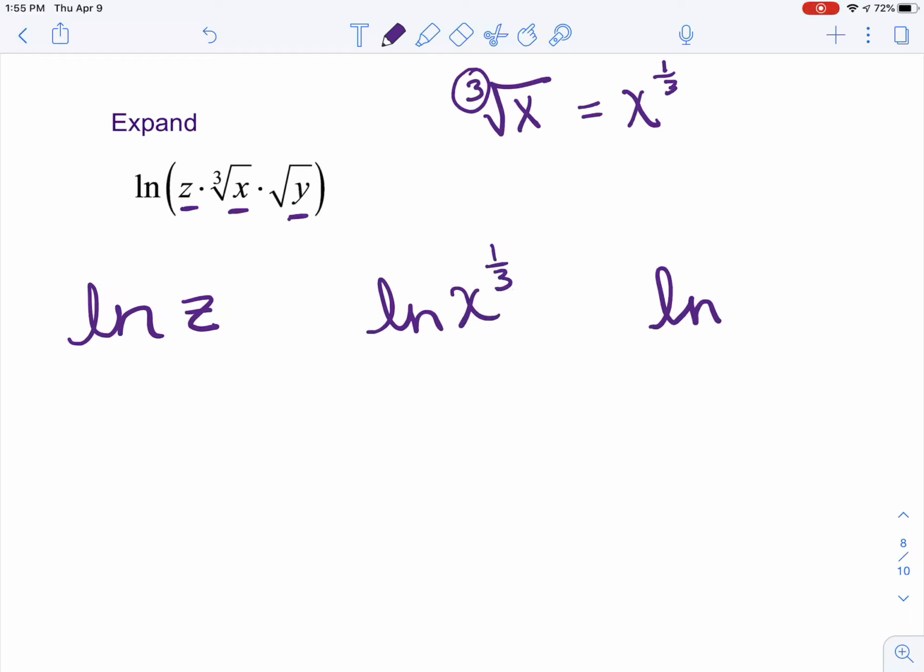And then we have the square root of y, I need to write that with an exponent. Remember, square root has an invisible 2 there. That value goes to the denominator, so it's actually y to the 1/2. Okay. Are we multiplying these or are we dividing? Well, we are multiplying, so what sign are we going to use between the natural logs? It's going to be addition.